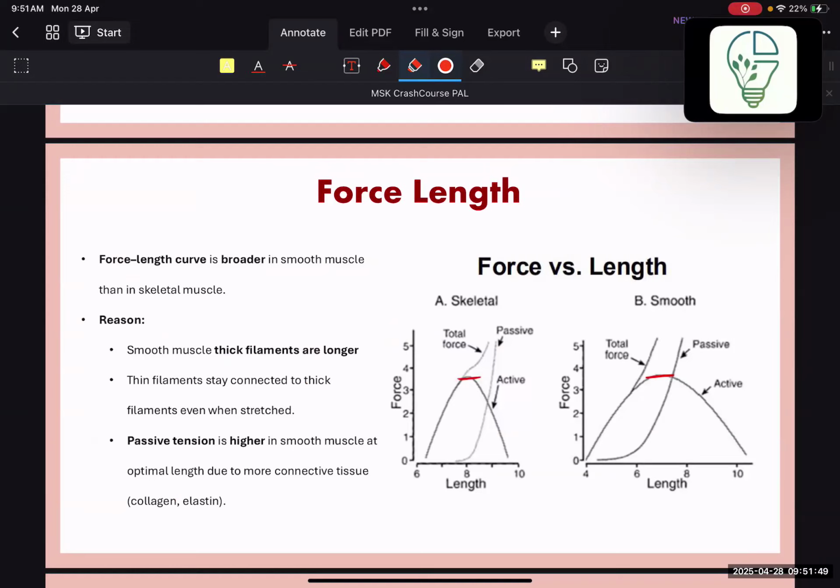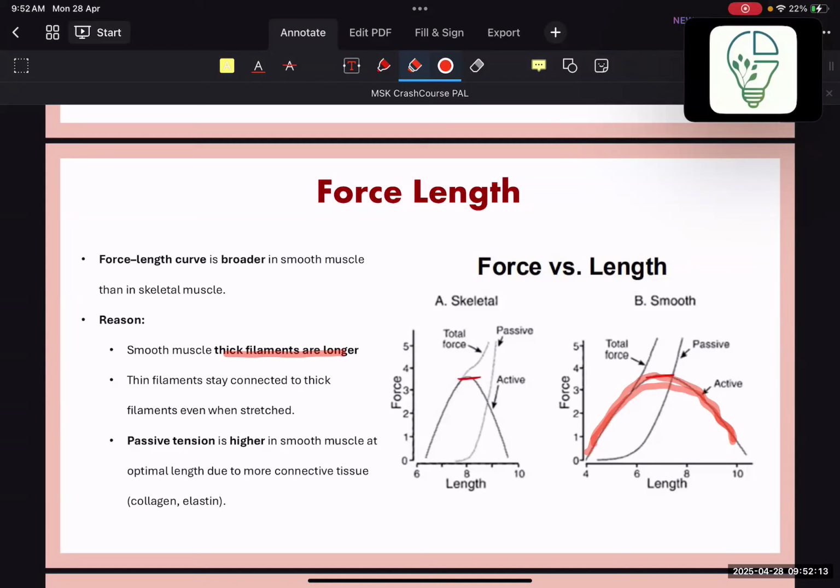Now let's talk about force length. The force length graph, the same one that we were discussing earlier in skeletal muscles. What you need to know is that it's going to be wider in a smooth muscle cell. Why? Because their filaments are longer. Their thick filaments, their myosin filaments, are longer. What do you need to make this graph? It depends on your actin and myosin filaments. So number one, their filaments are longer, meaning their optimal length is longer. So there you go, wider graph.